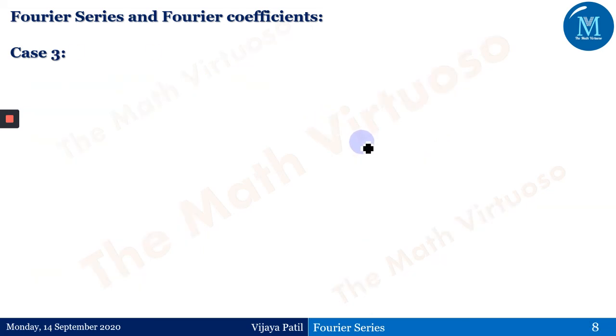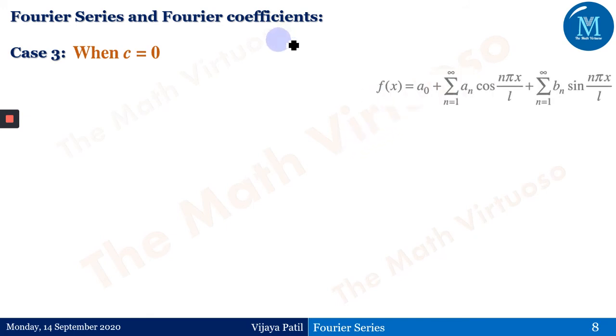Similarly, case 3 is when C is equal to 0. Clear? When C equals 0, there is no change. I have the interval C to C plus 2L. Let me identify what would be my L here. So C is equal to 0, that means 0 comma 0 plus 2L. Clear? So this is nothing but 0 comma 2L. So this is the interval.